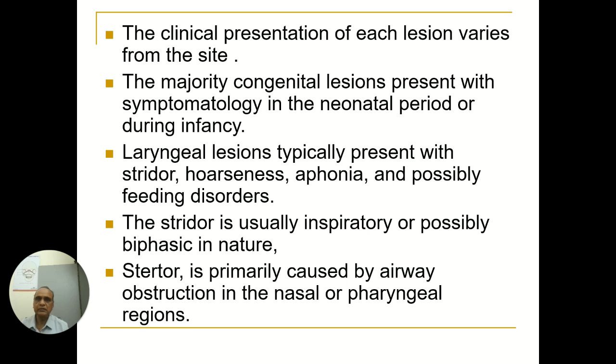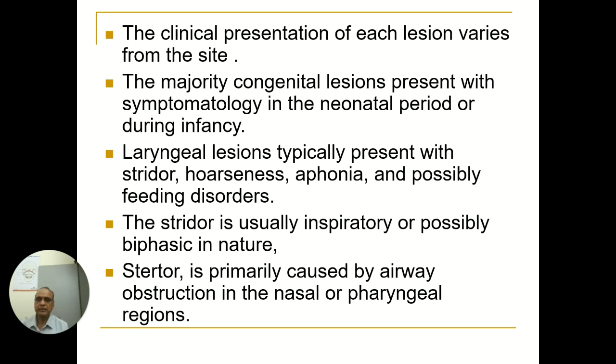It may be within 1 year or later also possible. So, laryngeal lesions typically present with stridor, very noisy breathing, and voice problems, which is nothing but some sort of vocal cord palsy or something like that. Aphonia is where the child cannot produce sound, and possibly feeding disorders, depending on the connection between airway and food passage. Stridor is usually inspiratory or possibly biphasic in nature. Majority of the time it is inspiratory.